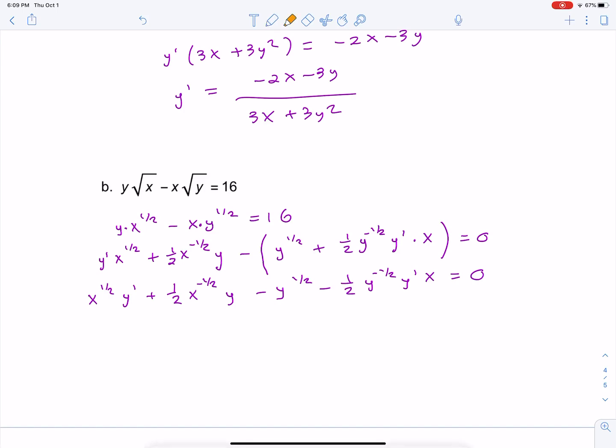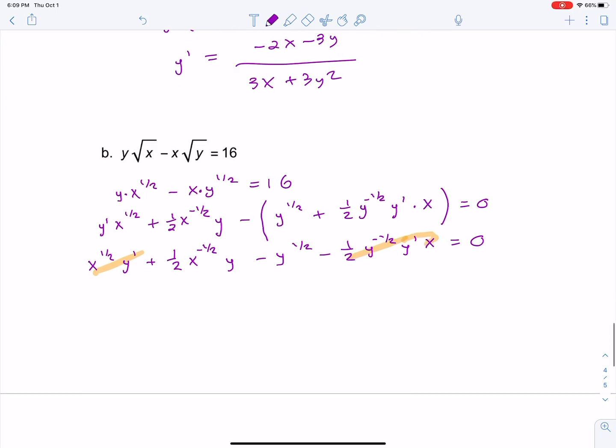Okay, so let's go identify our y prime stuff. So our things that have y prime. This has y prime, and this has y prime. Is that it? Let's see. Yeah, I guess so. All the way to here. I don't want to forget that x. So we are left with, I'm going to keep the x to the 1/2 y prime. I'm going to take that negative 1/2 y to the negative 1/2 y prime x.